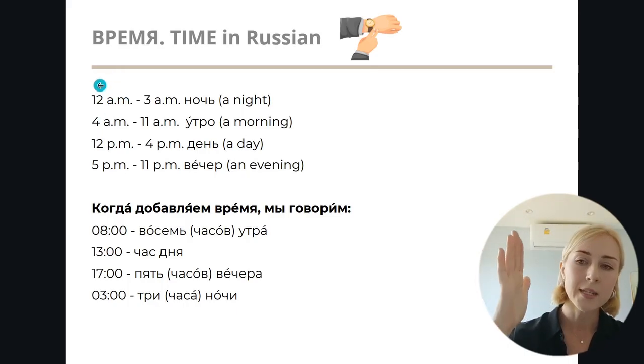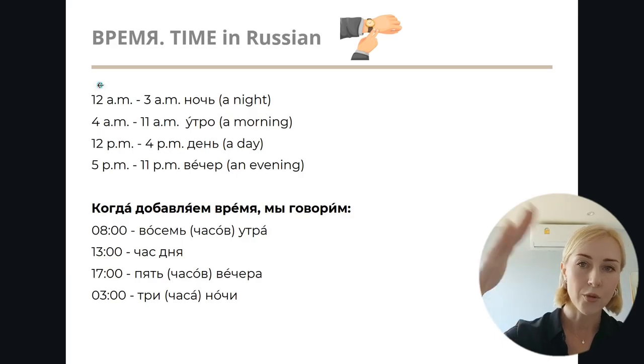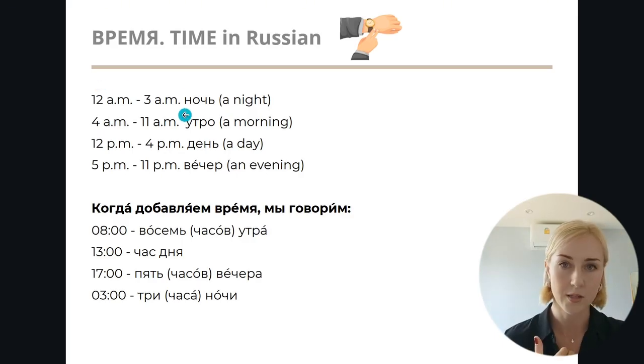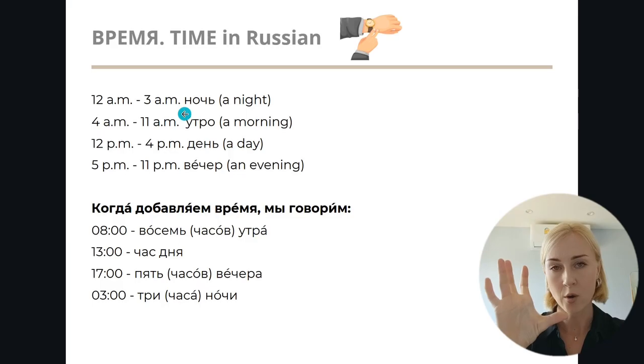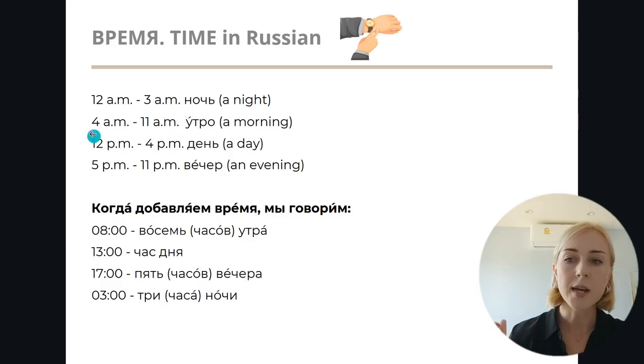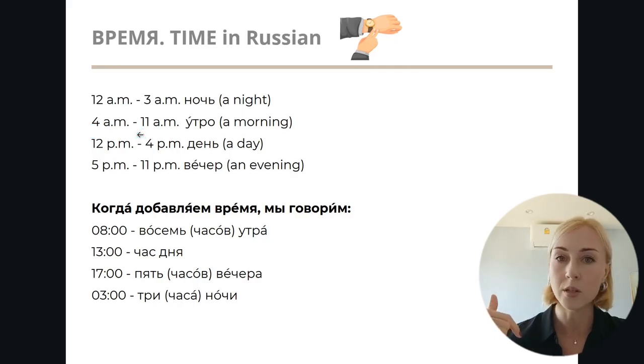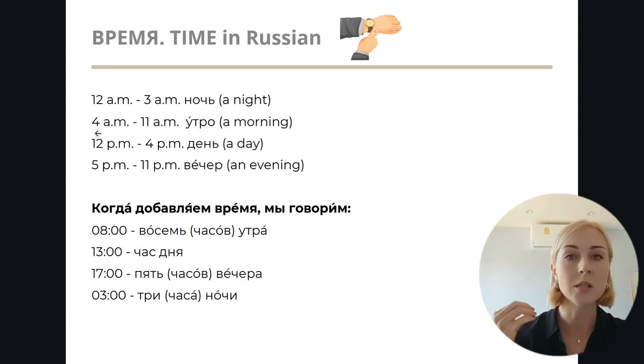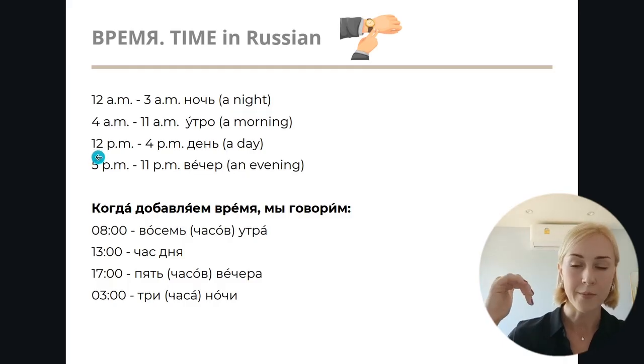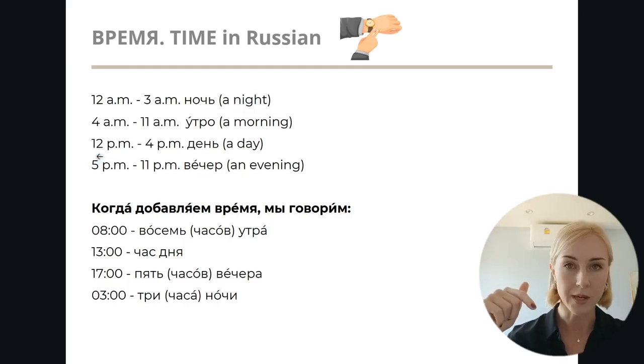So when it is from 12 a.m. to 3 a.m., it's night for us. It's night. So these 3 hours mean night. Starting from 4 a.m. to 11 a.m., it is morning already. Это утро. So for me, 4 a.m. is morning already. It's not night. Да? Это утро. From 12 p.m. to 4 p.m. it is день, daytime, день.